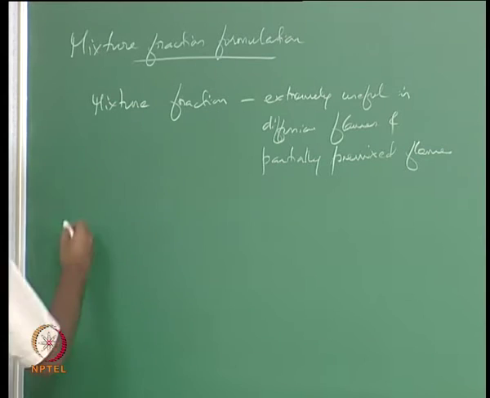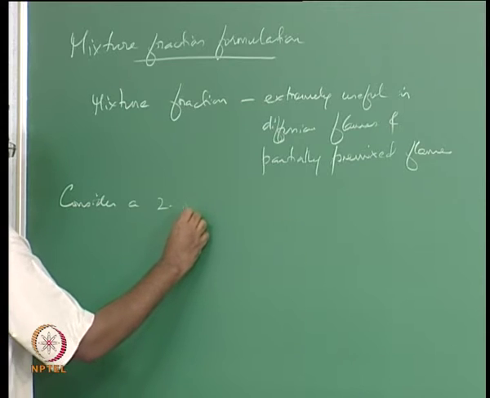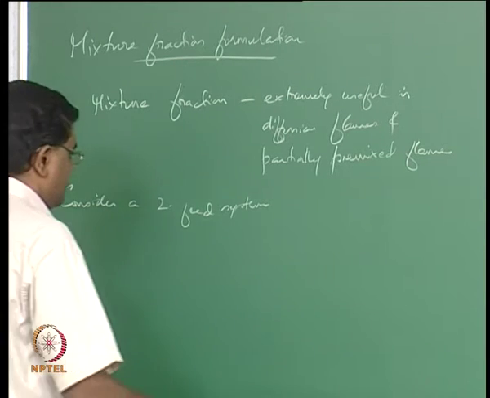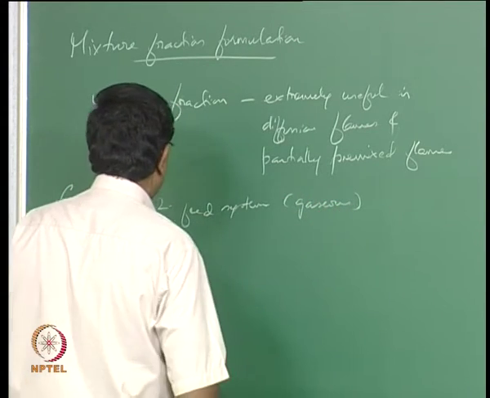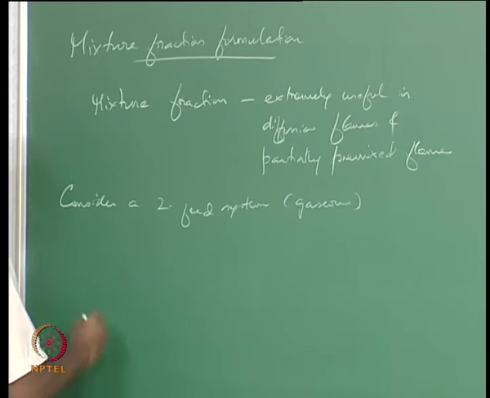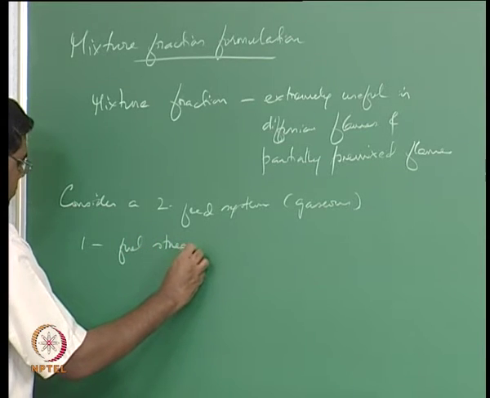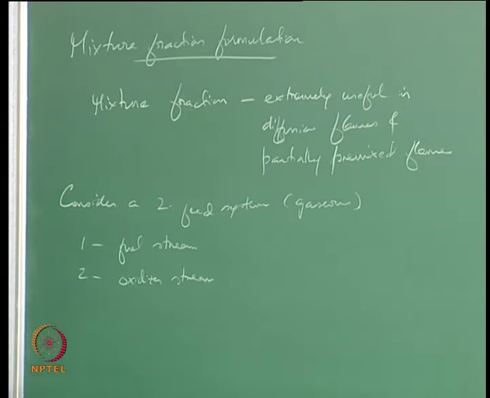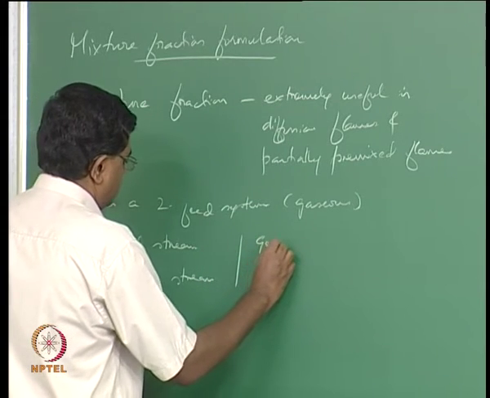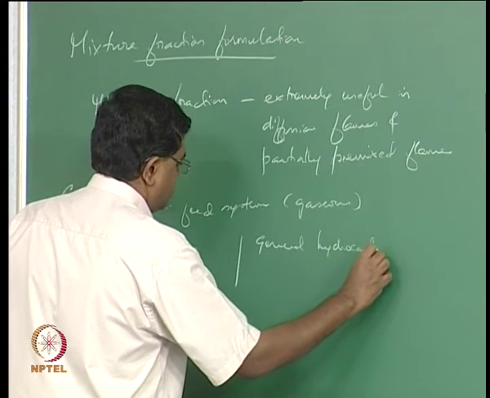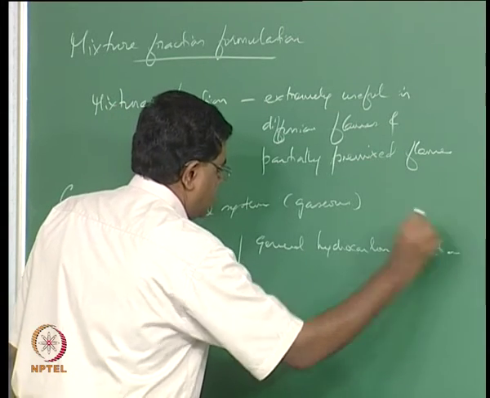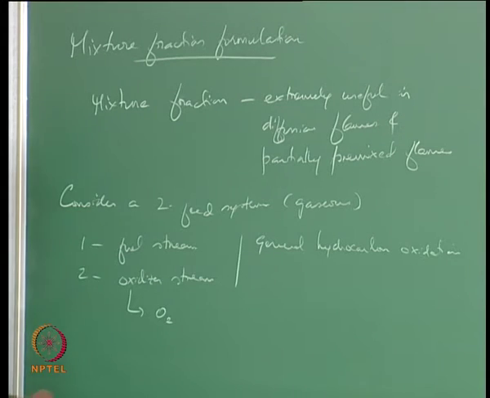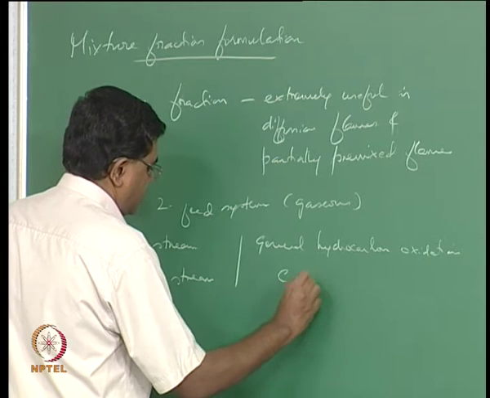So what we will do is let's consider a two feed system. That means we have two inlets that are allowing gases to come. So we are looking at a homogeneous gaseous system, and let us say that one represents the fuel stream and two represents the oxidizer stream. In fact, we will try to adopt this for a general hydrocarbon fuel, hydrocarbon oxidation. That means when we now say oxidizer, we will mainly be thinking about O2, and for the fuel we might mainly be thinking about a CmHn kind of hydrocarbon.